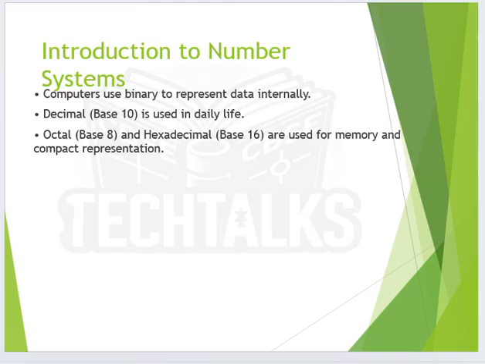Before proceeding further, let's again introduce number systems. Computers use binary to represent data internally. That's why the binary number system is required to understand. The decimal number system is used in our daily life, and since we have been using it, we can correlate the other number systems using decimal. Octal, having base 8, and hexadecimal, having base 16, are used for memory and compact representation in the system.